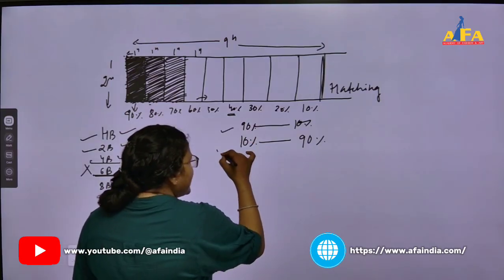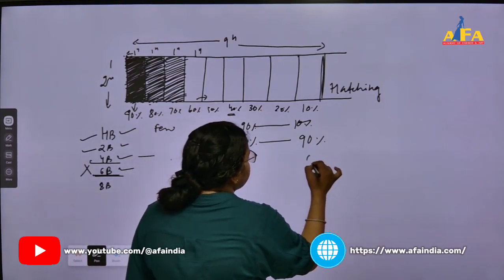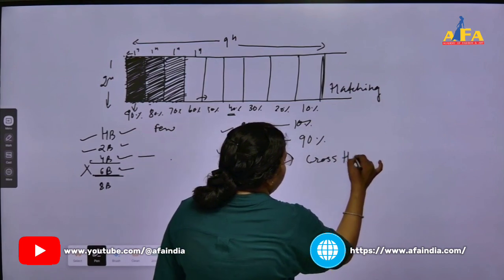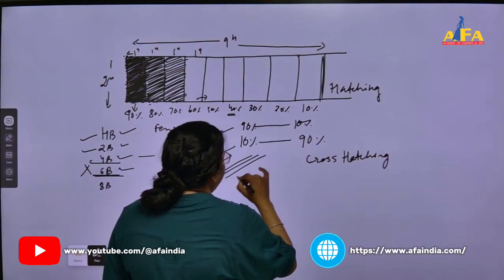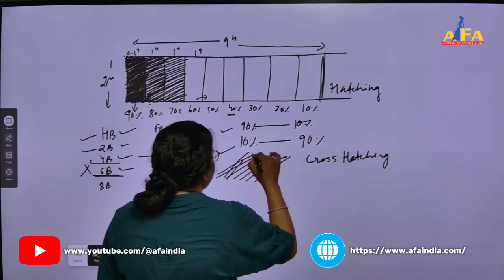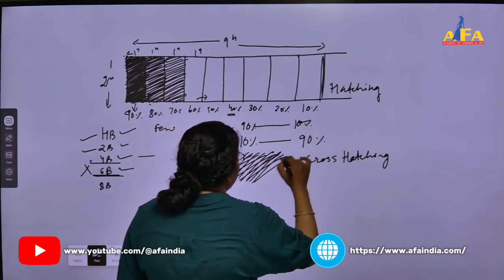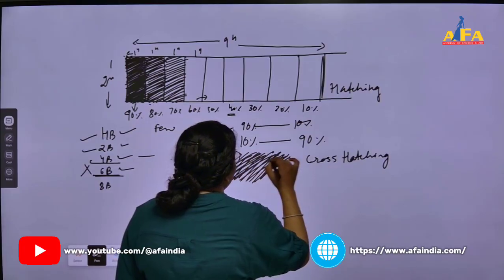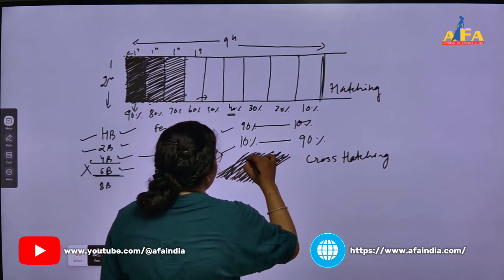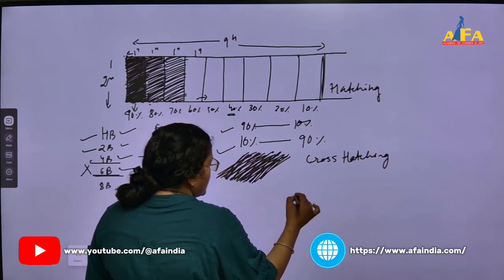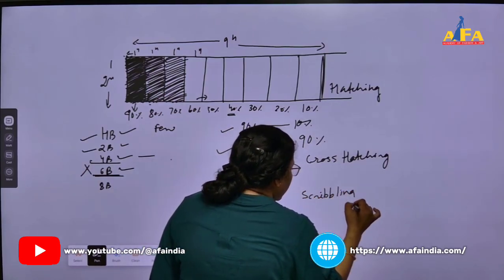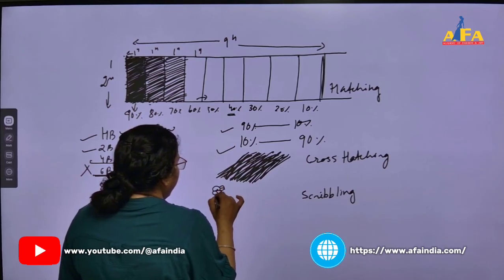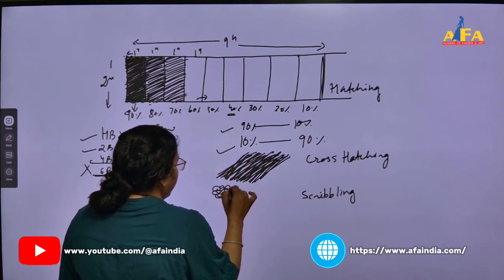Similarly, repeat the process with cross hatching. Cross hatching again, creating grains with pencils. For each layer, you need to change the direction. So this is cross hatching. Try scribbling. For practice, please try scribbling. Try both 90 to 10 and 10 to 90.